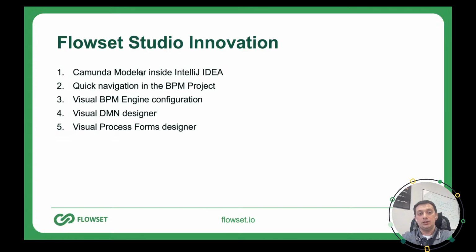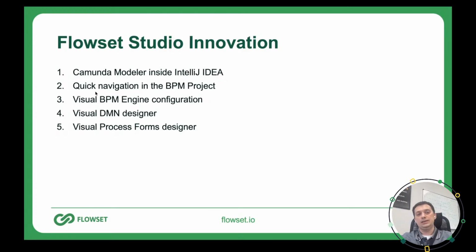The innovation is the following. First of all, we bring the experience of Camunda Modeler, which you may know as a separate desktop tool, inside the IntelliJ IDEA. So that means that you do not need to switch between screens when you are working with business process automation. You can do everything you want inside the IntelliJ IDEA. You can write the Java delegates, which we will do today for sure, and also observe the business process model on your screen.